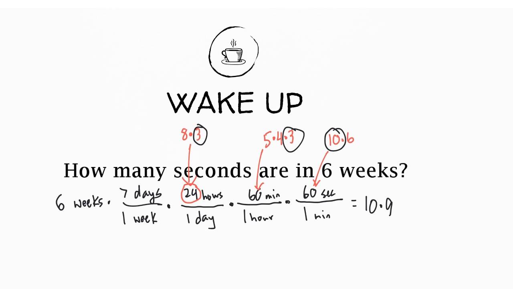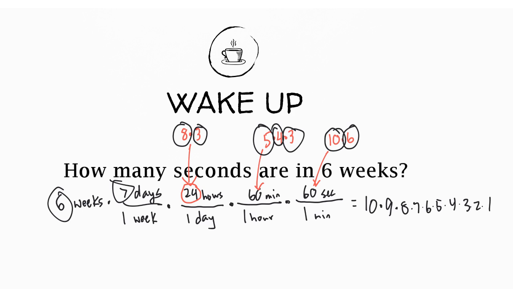And now maybe you see where this is headed. I see a factor of 8 right here, and then a 7 over there, and a 6, and a 5, and a 4. Oh, and there's a 6. That's a 3 times a 2. And of course, I get the 1 for free. So 10 factorial is the number of seconds in 6 weeks.